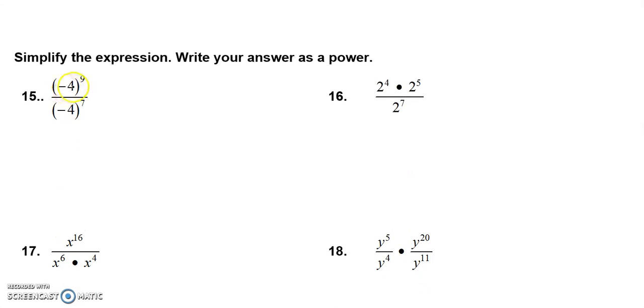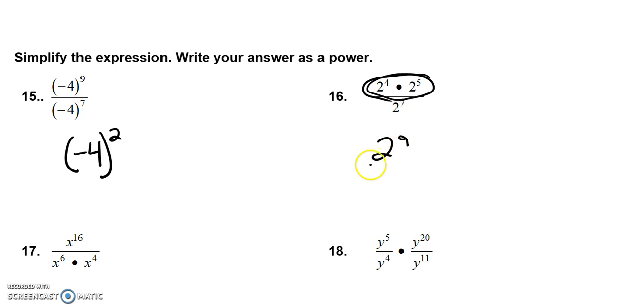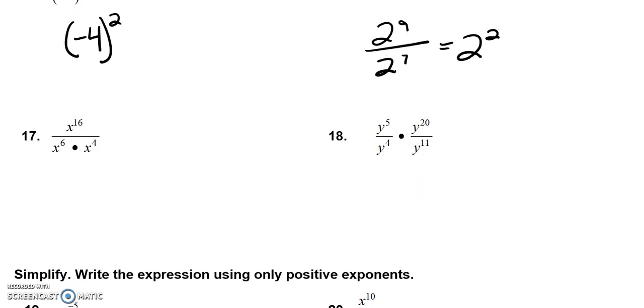Number 15, (-4) to the 9th over (-4) to the 7th. When you divide the same base, you subtract exponents. This is (-4) to the 6th power. Number 16, you need to multiply the numerator before simplifying it with the denominator. So 2 to the 4th times 2 to the 5th is 2 to the 9th because you add, divided by 2 to the 7th because that's the original problem. Now you're dividing bases, so this turns into 2 squared, and you may leave it like that.